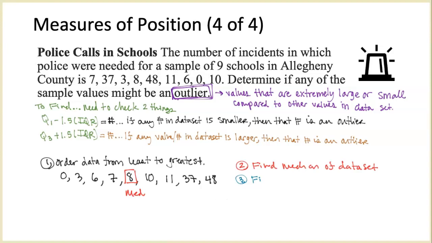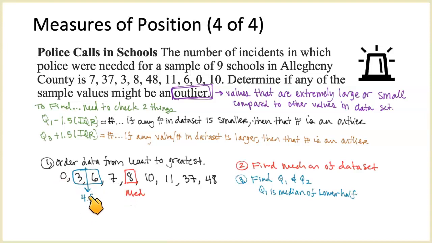After we're able to do that, we can look for Q1 and Q3. Q1 is described as the median of the lower half. So if I look at the lower half of the data, 0, 3, 6, and 7, not including 8 because that's the median, the median of these four numbers is somewhere in between 3 and 6. So 3 plus 6 is 9, divided by 2 is 4.5. So this is the median of my lower half.